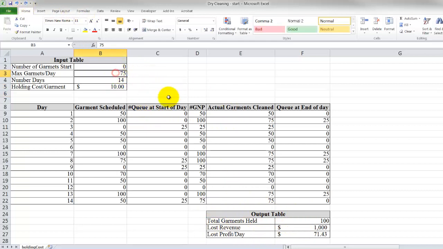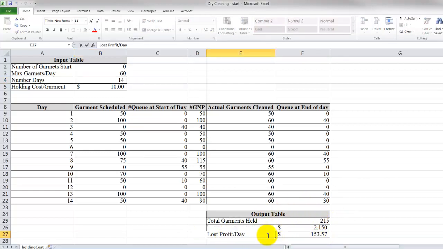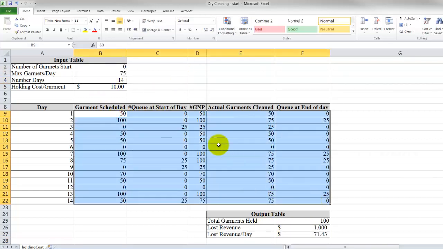Of course, we can change our processing limit. Perhaps we have a problem with the machine and our processing capability goes down to 60 garments. Well, that logic is going to be referencing these values so we can take care of all this schedule and quickly calculate the lost revenue. Actually, while I'm thinking about it, it's not necessarily profit, it's lost revenue. So I apologize for that. But anyway, the idea is that we can change these in a dynamic fashion and all the logic is incorporated.